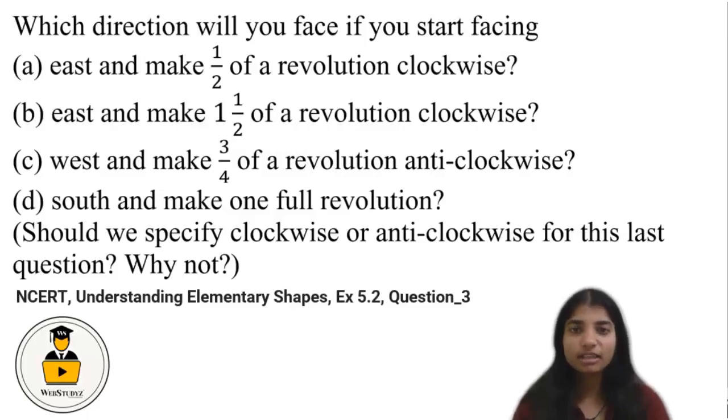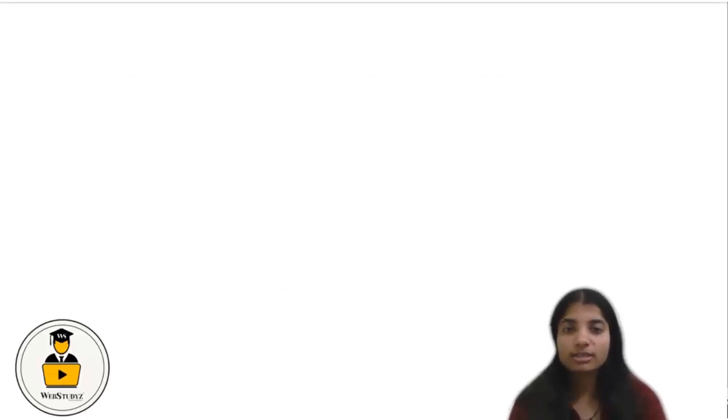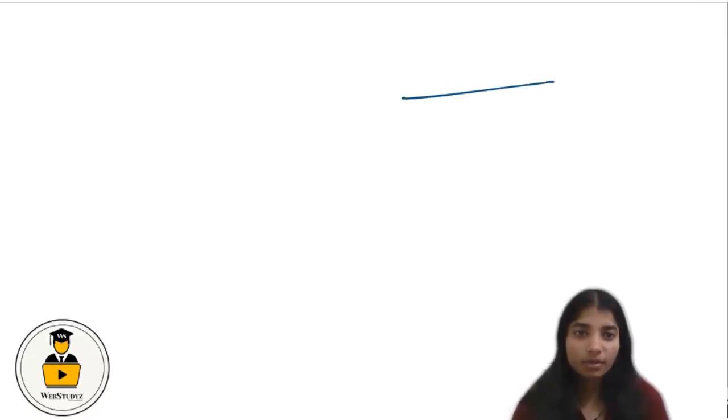In this question, we are given: which direction will you face if you start from part A, that is east, and make half of a revolution clockwise? Starting from east and making half of a revolution in the clockwise direction. And in the last line, we are asked: should we specify clockwise or anti-clockwise for the last question? Why not? So here, let's first make the diagram for the directions.